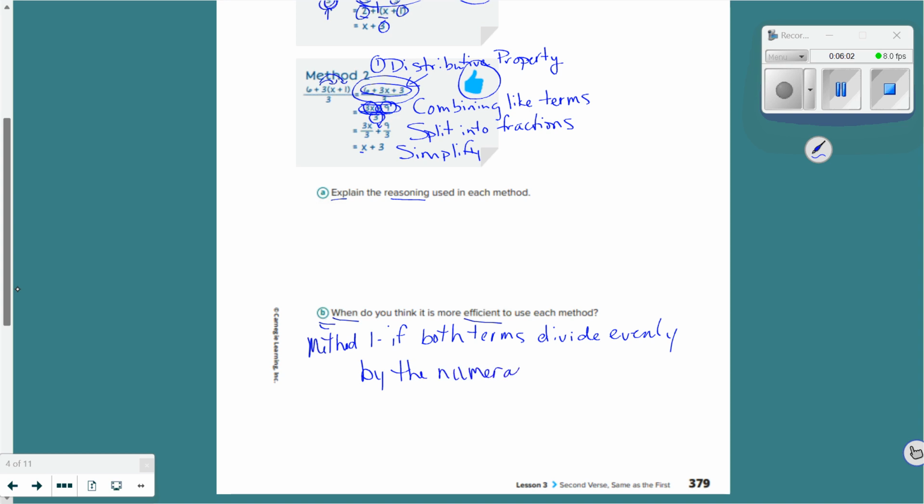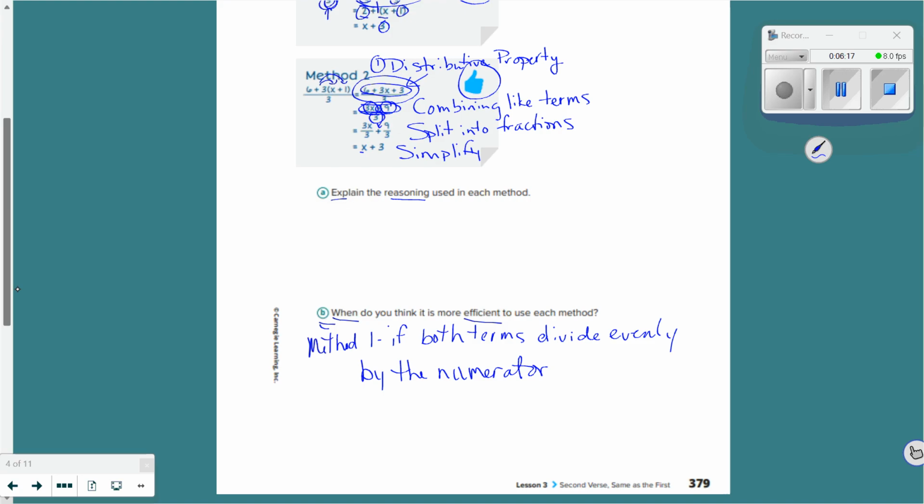If they don't, that's when you're going to use method two. So method one is a little more limited. Both those terms have to be easily divisible. Otherwise, I'm going to go to method two, because it's going to help me. It'll work out a little bit better.